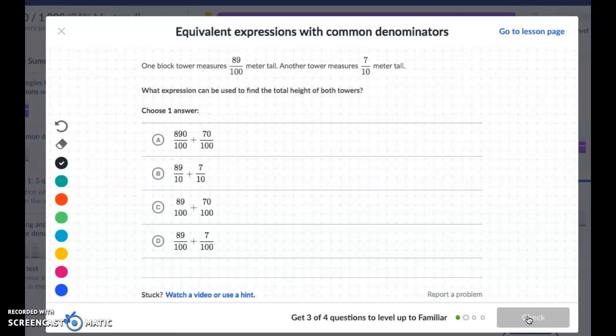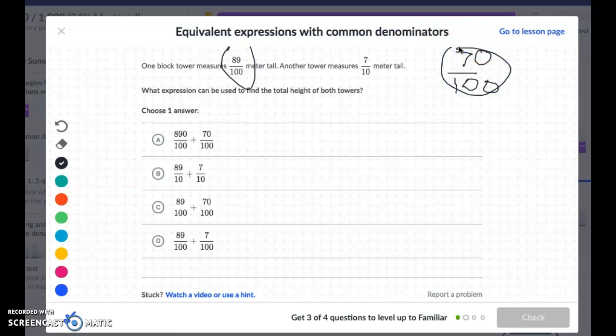One block tower measures 89 over 100 meters tall. Another tower measures 7/10 meters tall. What expression can be used to find the total height of both towers? So we need to see how I can change these into a common denominator. With my 7/10, I can pretty easily make 7/10 out of 100, because 10 times 10 makes 100. So 7 times 10 would be 70. So I can do 89 plus 70 out of 100.